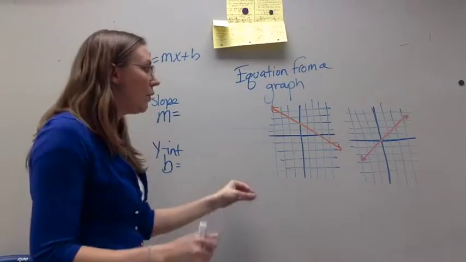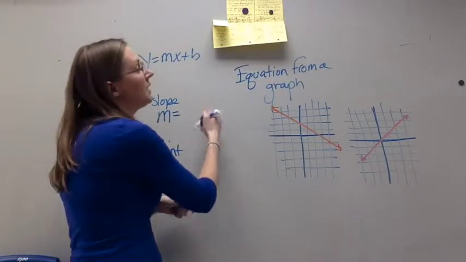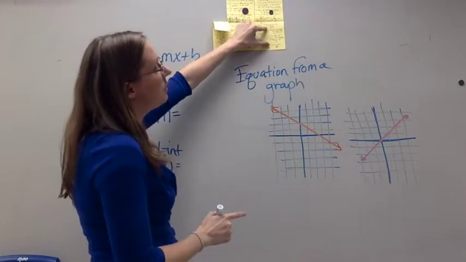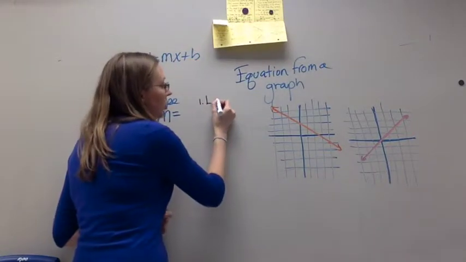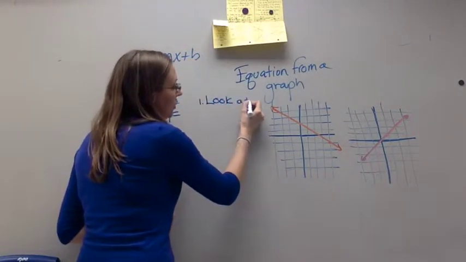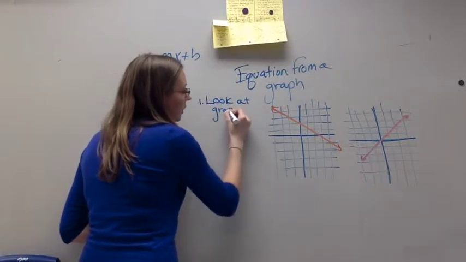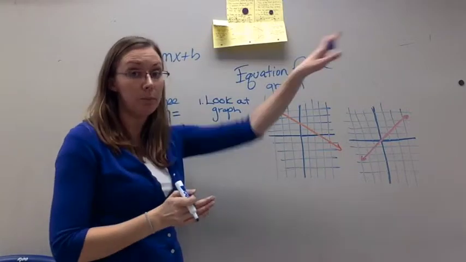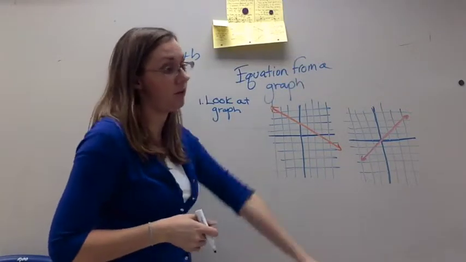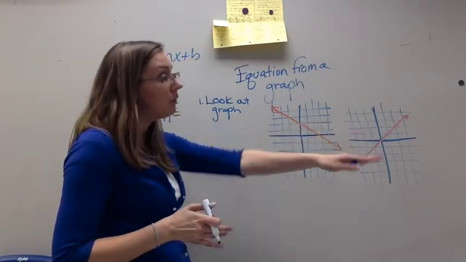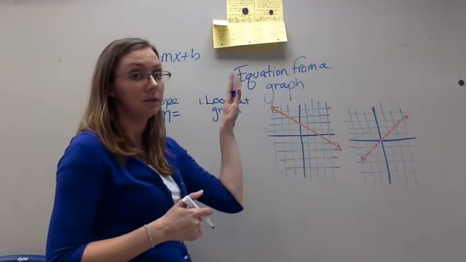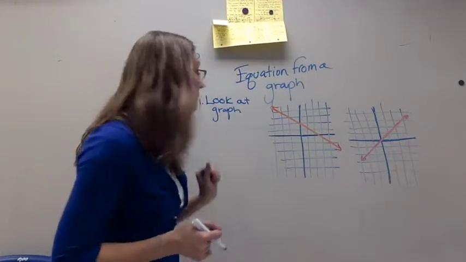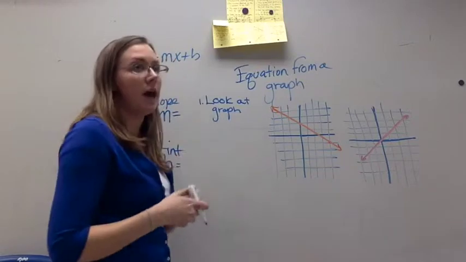Now, the first thing you're going to do, I'm going to write my steps here, but really you're going to want to start writing them here. The first thing you're going to do is look at your graph. Okay, you want to notice a couple things. Is my slope positive, going up left to right, or is it negative, going down left to right? Maybe it has a slope of 0, or maybe it's undefined, right? Vertical line. I'm going to look at it. I'm going to gather some information.